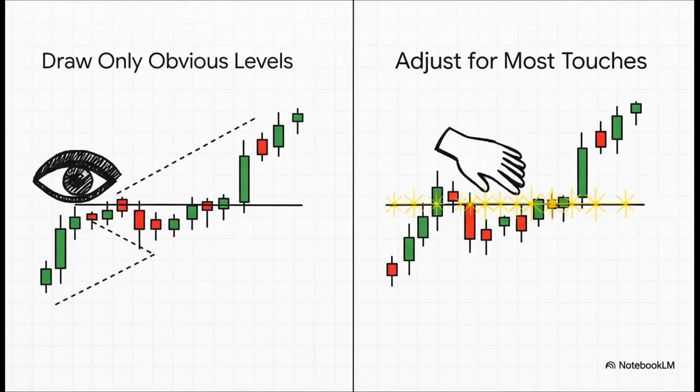Next up, you're going to draw what just jumps out at you. And I have a really simple rule for this. If you have to squint to see if it's a level, it doesn't count. It's got to be obvious. Then, and this part is key, you slightly adjust that line up or down. The whole goal is to get the maximum number of times the price touched or reacted to it. Think of it more like a zone of value, not just one exact price.